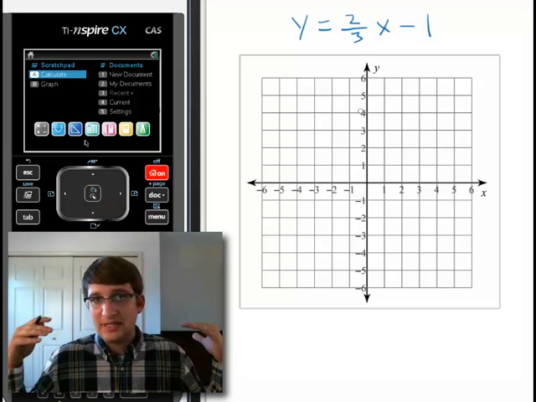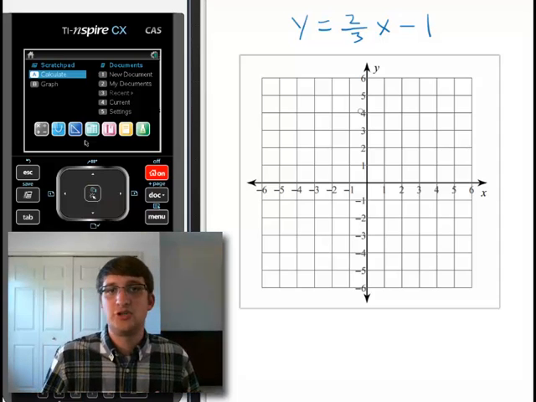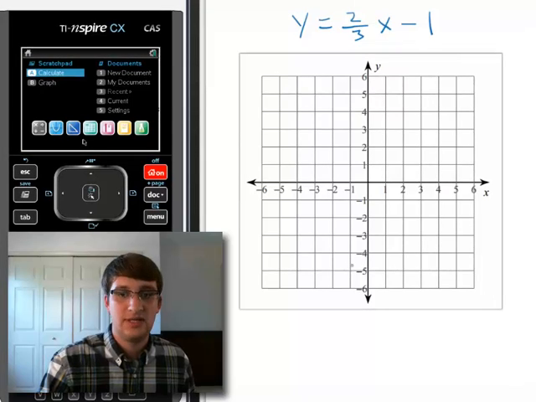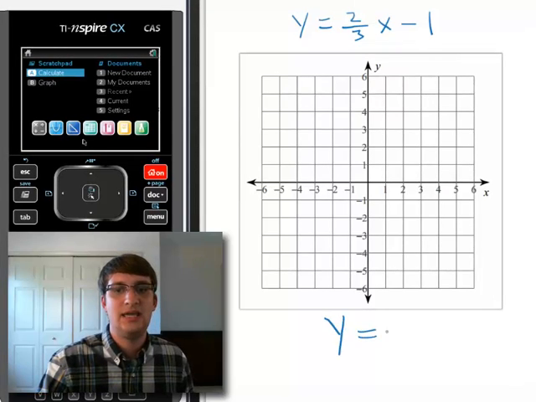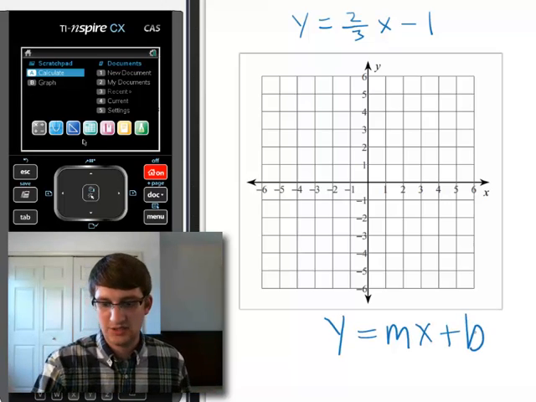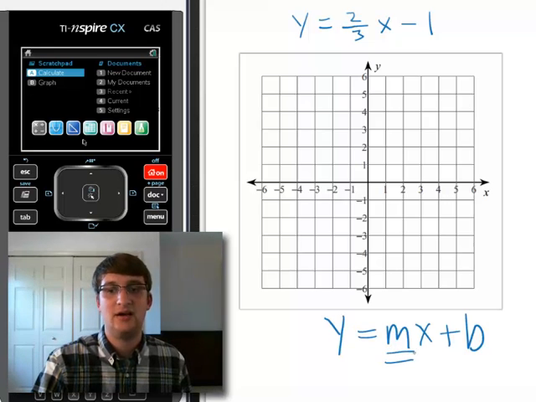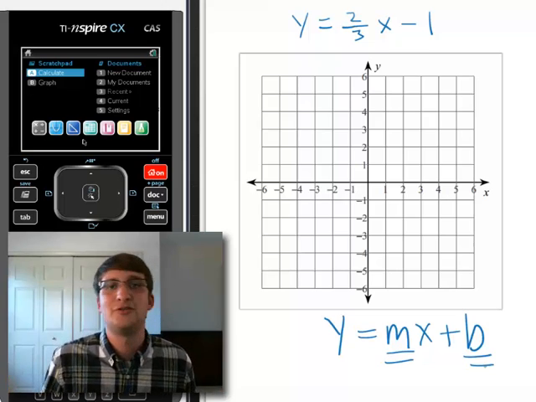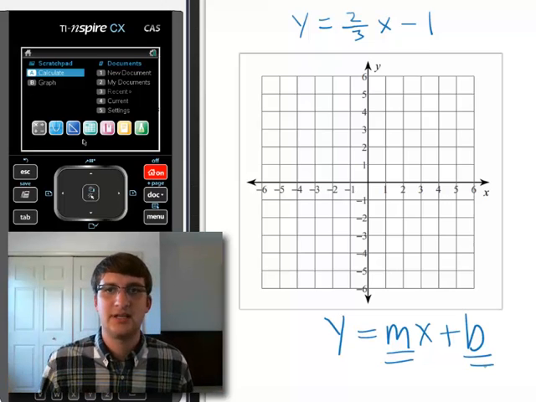First of all, the equation that you're dealing with should be written in what's called y equals mx plus b form. Y equals mx plus b stands for y equals m being the slope, x plus b being the y-intercept. So whatever number's sticking out front of x, that's your slope, and whatever number that's all lonely by itself on the side, that is your y-intercept.